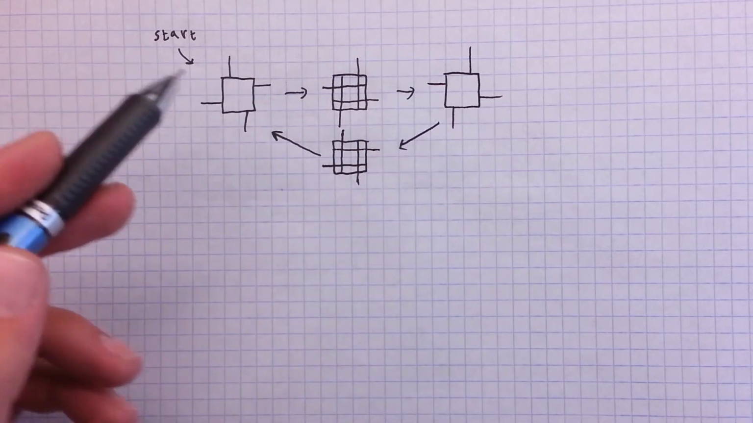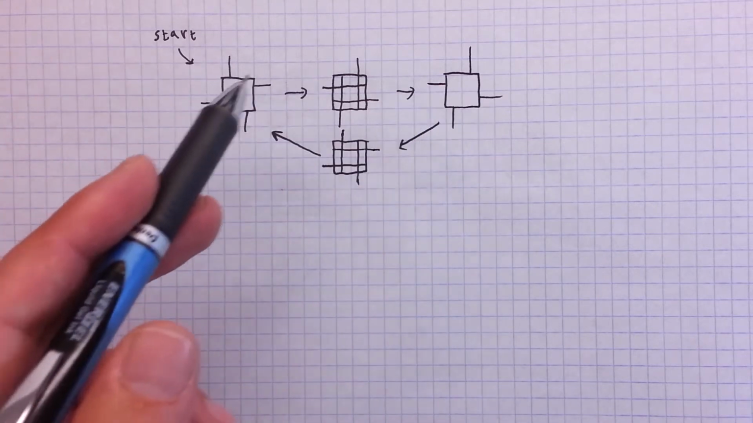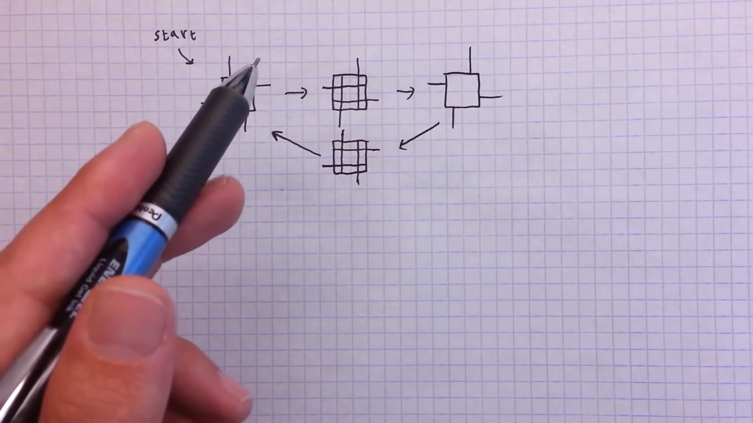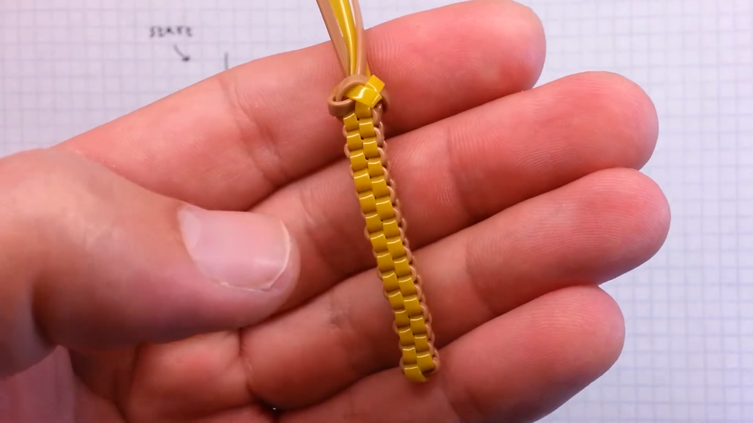The stop point can be either here or here, depending on you. But that's the graph for any given square lanyard that you make.